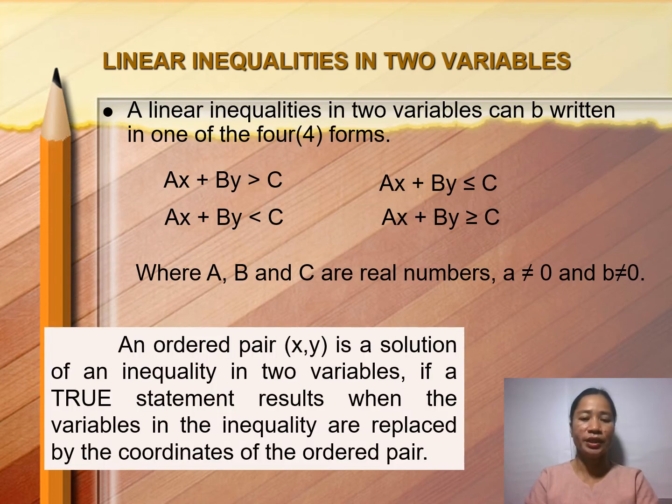Next, an ordered pair (x, y) is a solution of an inequality in two variables if a true statement results when the variables in the inequality are replaced by the coordinates of the ordered pair. So all of the ordered pairs that satisfy the given inequality are the solutions. We call them the solutions of a linear inequality.